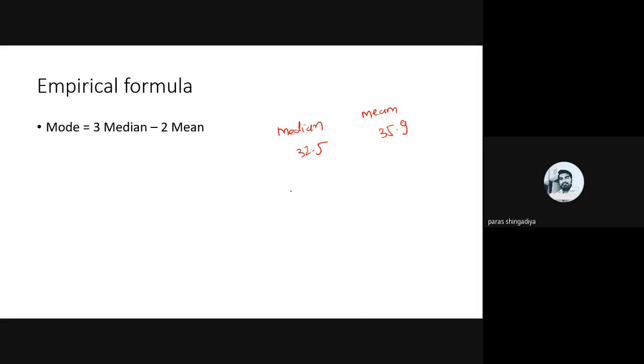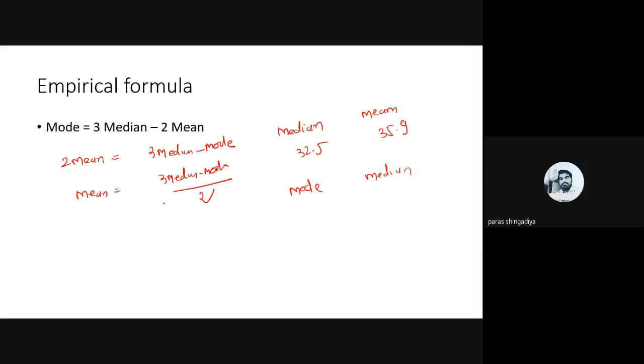For example, if the mode and the median are given, then check the mean. We'll just modify this formula as per the requirement. Here we require the mean. So 2 times mean is equal to 3 times median minus mode. And then mean is equal to 3 times median minus mode, divided by 2. Clear? So as per the requirement, we can modify this formula.